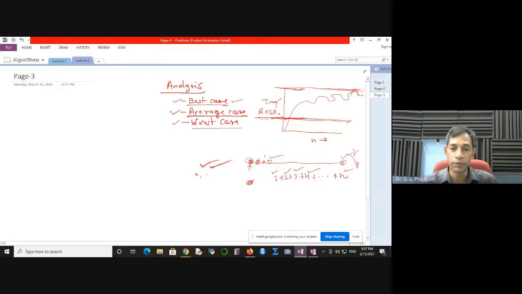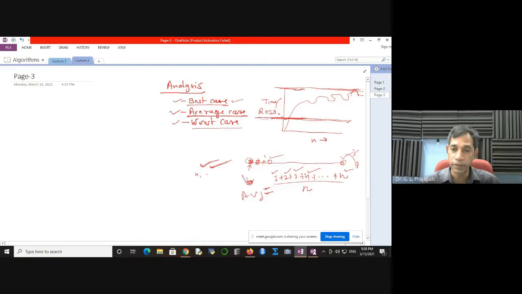Now for computation of the average case analysis, you need to find the summation and then divide by n. And this is the average case. So this is the average case analysis of the linear search. On average, this is the number of comparison operations you require for the linear search.